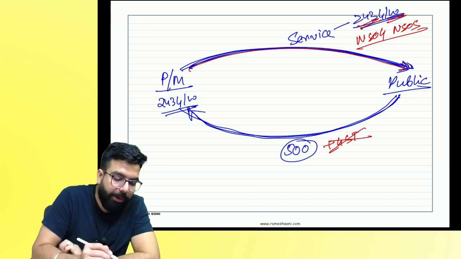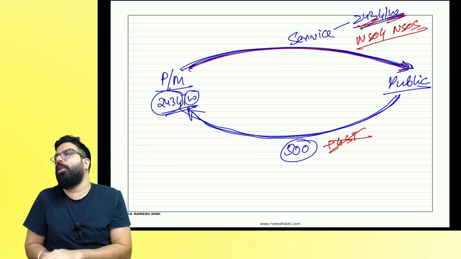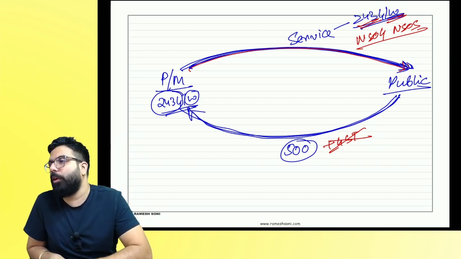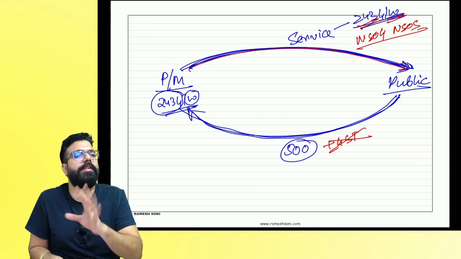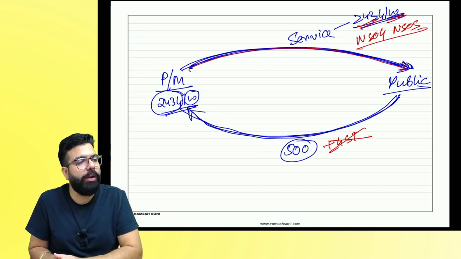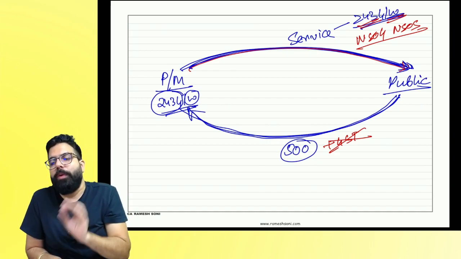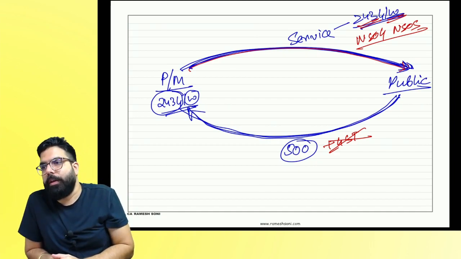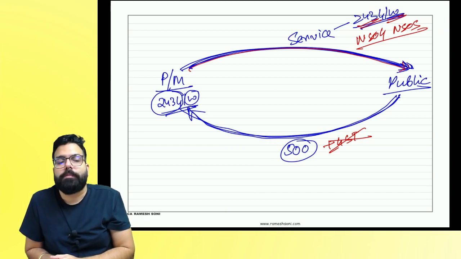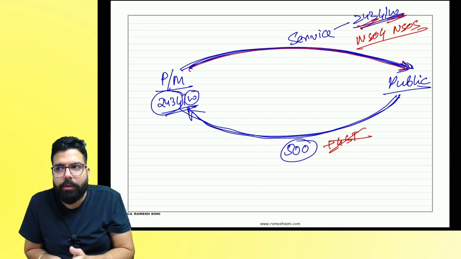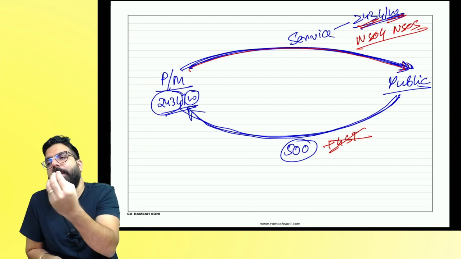No. Why? Because if they are doing this activity under 243G and W, in the exam, they will not ask you what the activities under 243G and W are. They will tell you the municipality is doing a 243G activity or the panchayat is doing a 243G activity for the public and collected 500 rupees. Will GST be applicable? Yes or no, everyone? No. Why, everyone? Because it is neither supply of goods nor supply of service.